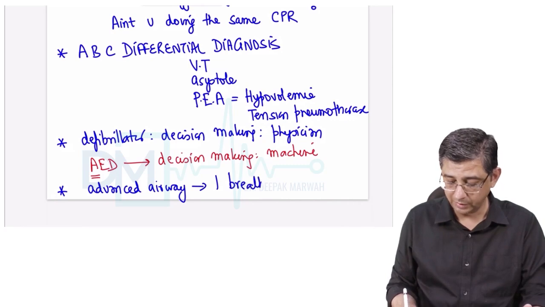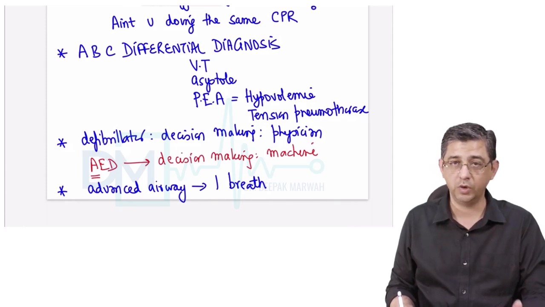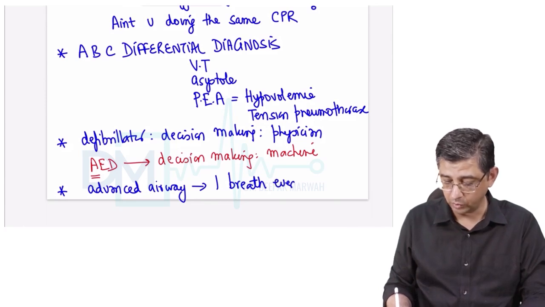I repeat my statement, the 30:2 is not to be followed anymore. Like one guy is giving 30 chest compressions, fine. But if you are the one on the ambu bag, you have to press the ambu bag once every 6 seconds. So one breath every 6 seconds will translate into total of about 10 breaths in 1 minute.